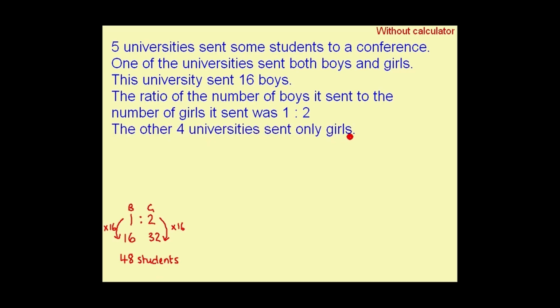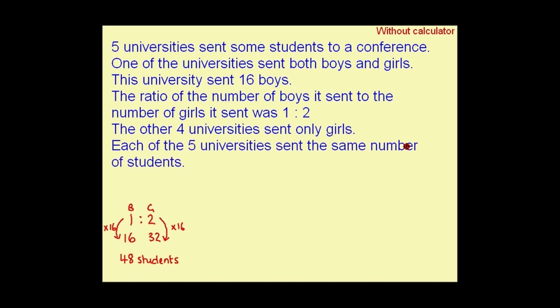The next line gives me information, but no maths again. But this is a really important line. It tells me that each of the 5 universities sent the same number of students. I've already worked out that one of the universities sent 48 students, so I know that the total number of students is going to be 5 times 48. This is 240. Obviously, if you find this difficult to do in your head, you can always set it up like this.